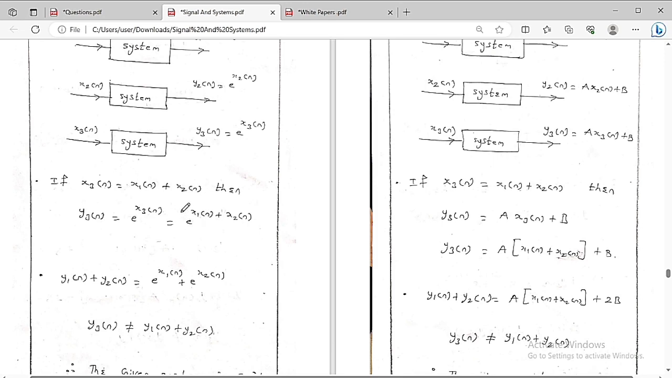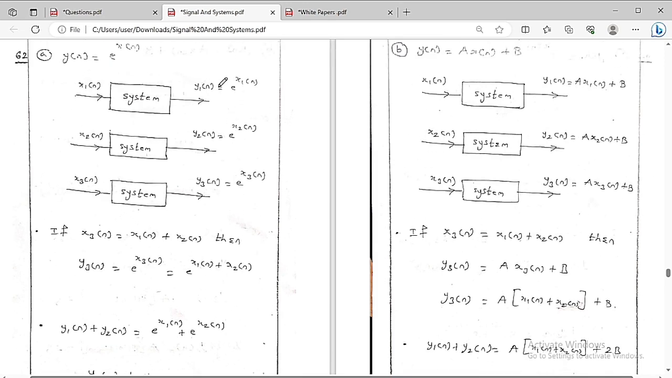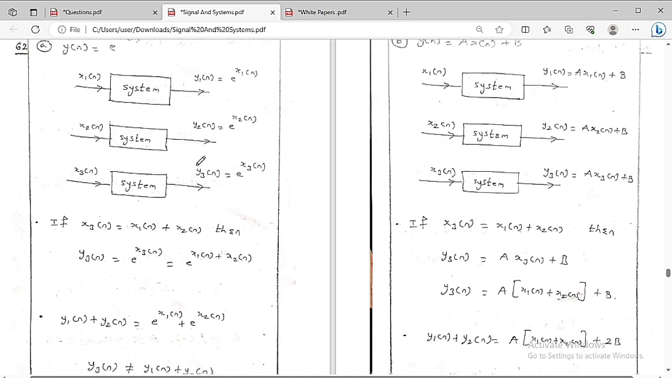Then I am going to get e to the power of x1 of n plus x2 of n. Then I want to see the summation of the two previous outputs, which is y1 of n plus y2 of n. So with the summation of these two outputs, we get e to the power of x1 of n plus e to the power of x2 of n. As the new input is the summation of the two previous inputs, but the new output is not the summation of the two previous outputs, the given system is said to be a non-linear system.